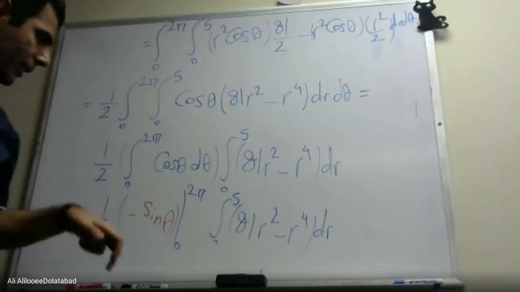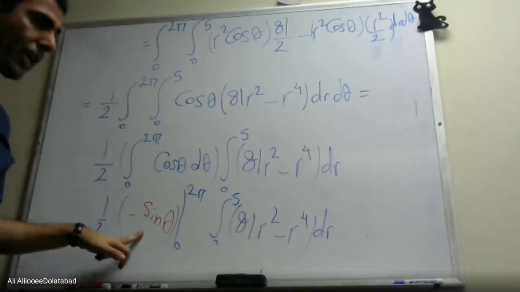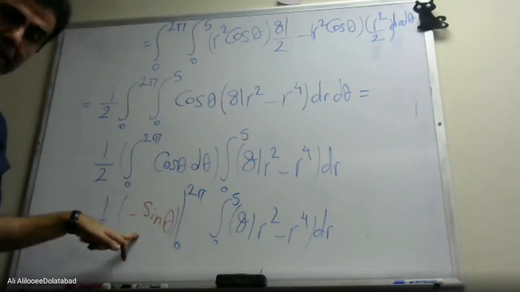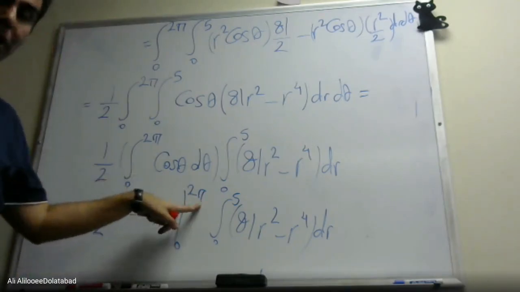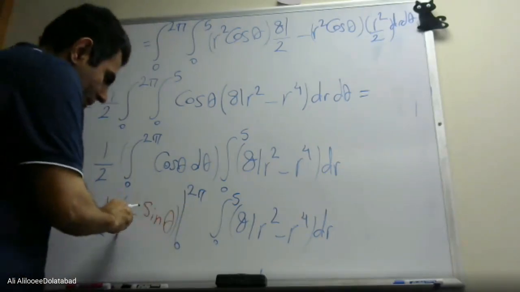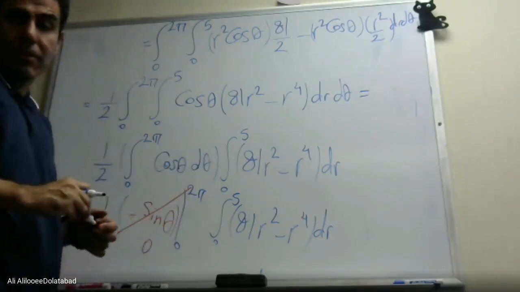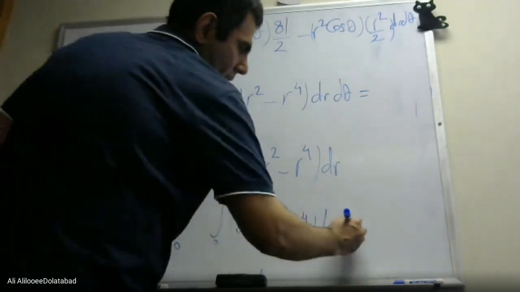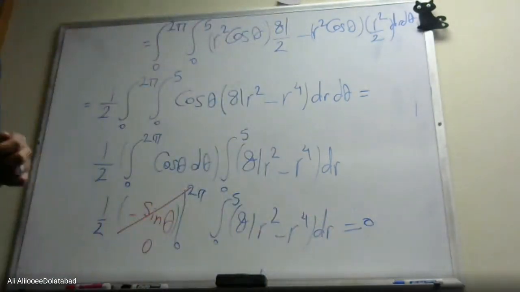For negative sine of theta, if you plug in 2 pi and if you plug in 0, you get 0, because sine of 2 pi is 0 and sine of 0 also is 0. 0 minus 0 is 0. Then this integral is 0, and without finding this antiderivative, we can say that the final answer also is 0.